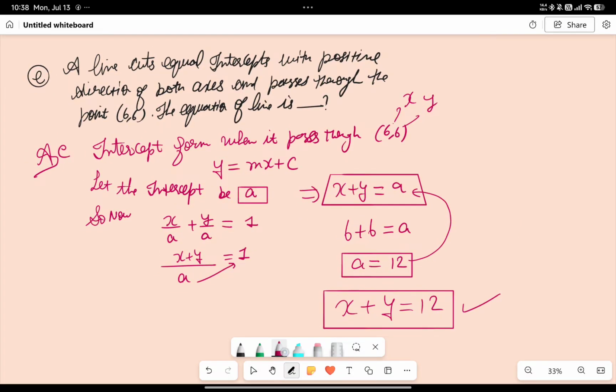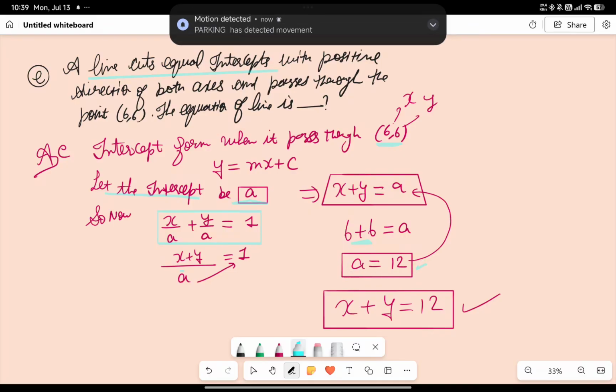The main thing that you have to focus on in this question is that the line cuts equal intercepts, but they have not given the intercepts. So when they are not providing the intercept, you have to let the intercept be a, and since it is equal, it is mentioned only one time. Then you can write this form here and put a as the LCM, cross multiply, find a, then put these 2 points here, 6 plus 6 equal to a, you get a as 12. Then you put it here and the final answer is in front of you.